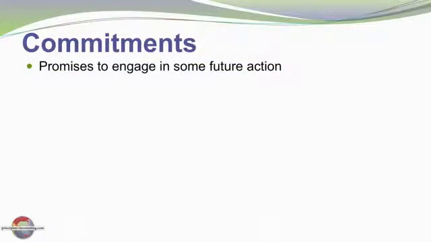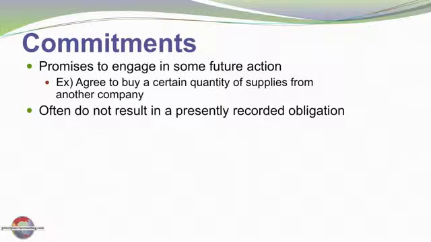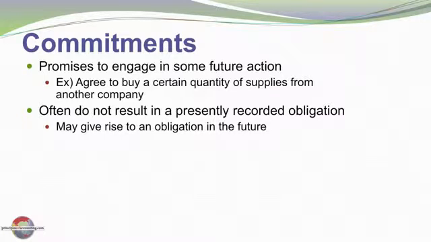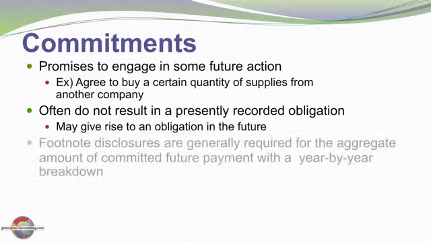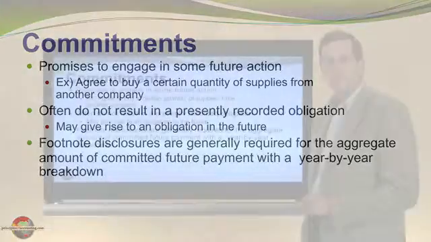What one should also be very careful about is understanding the nature of commitments that may not be reflected as liabilities on the books. For example, a company agrees to buy a certain quantity of supplies from another company. Often these do not result in the recording or presentation of an obligation on the balance sheet, but they may give rise to significant obligations in the future. Footnote disclosures are generally required for the aggregate amount of future committed payments, typically with a year-by-year breakdown at least for the next 5 years. So financial statement users should pay close attention to the footnotes, not only looking at the debt that's on the books, but the other intrinsic commitments the company may face.